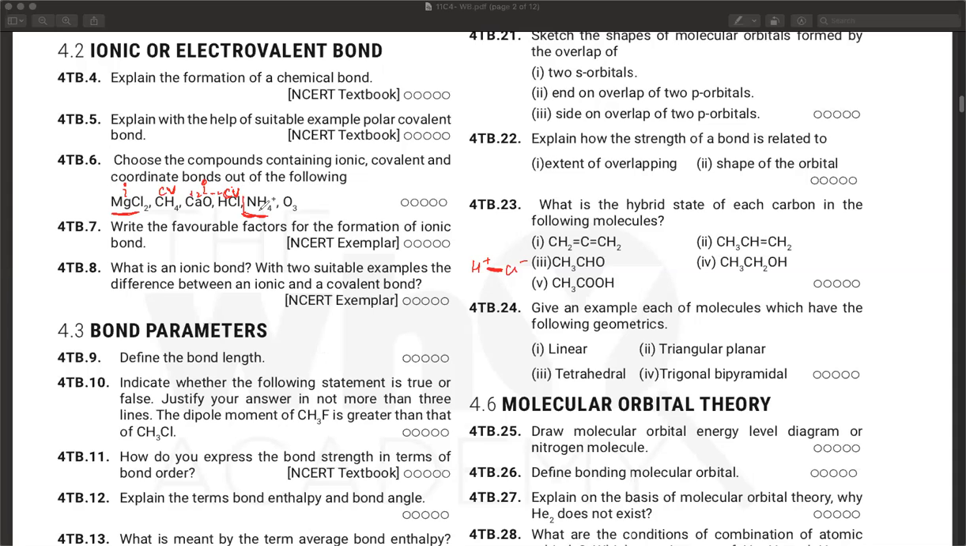What about the ammonium ion, NH4 plus? That should technically also be covalent only, right? I'm not sure. Mainly covalent. Coordinate. It should be coordinate. How? NH4 plus. Yeah, it's like an ion.